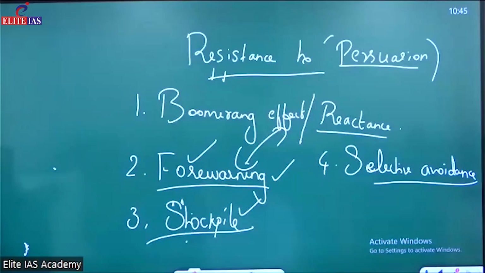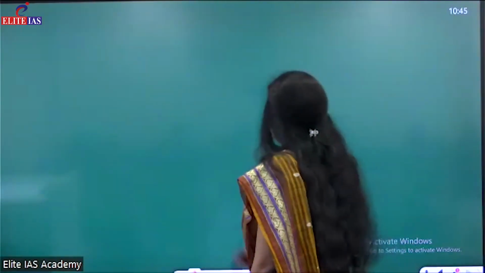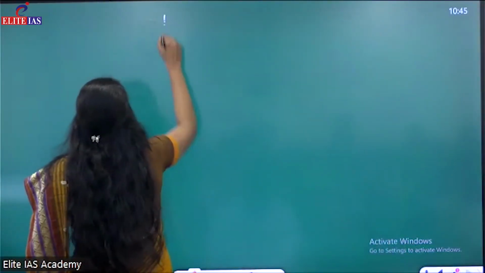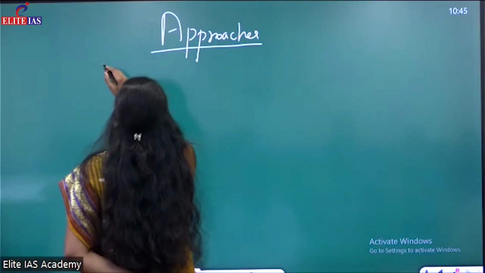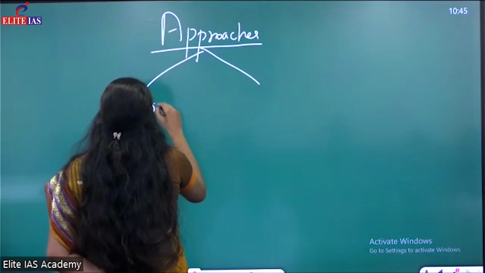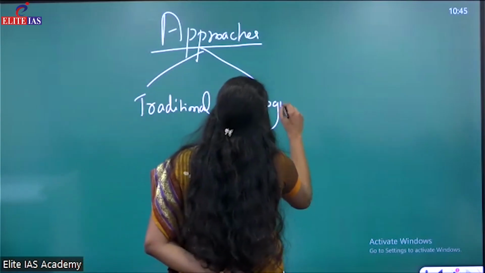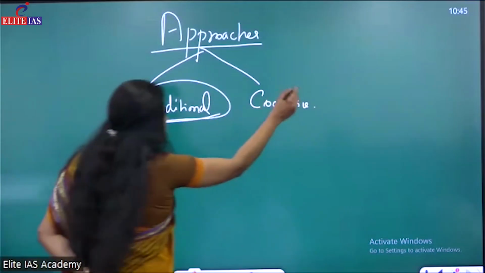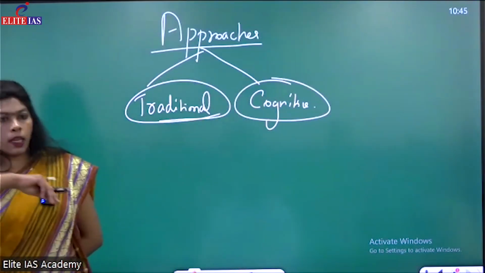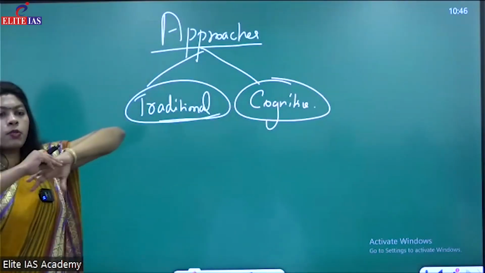Now, where did we leave off? We have done social influence and persuasion, right? Now we will see the approaches to persuasion. There are two types of approaches. One is the traditional approach and the other is the cognitive approach. So what is the traditional approach, and what is the cognitive approach? That is what we are going to see. We know what persuasion is. The source is trying to deliver some message to the receiver, and it takes place through some channel of communication.